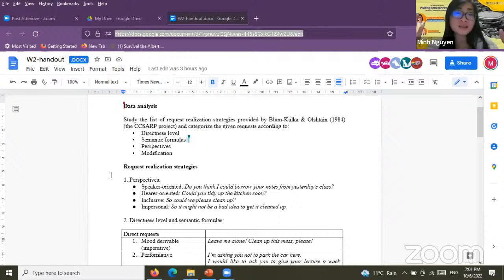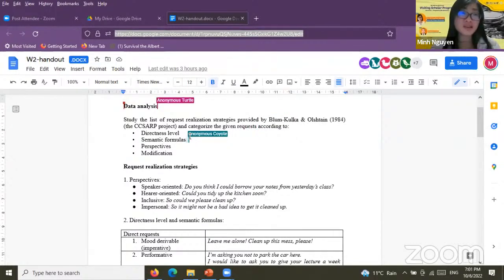What we call realization strategy, let's look at requests as an example. How do pragmaticians analyze language data to look at the way that people use language to express their pragmatic meanings? For example, how do people use language to make requests in English? Researchers usually look at different things. They look at the directness level, how direct people are when they express requests. This is very important because it allows researchers to compare across languages and across cultures.